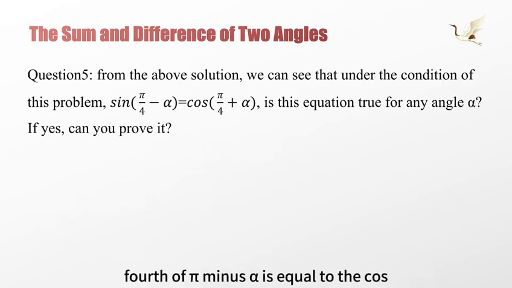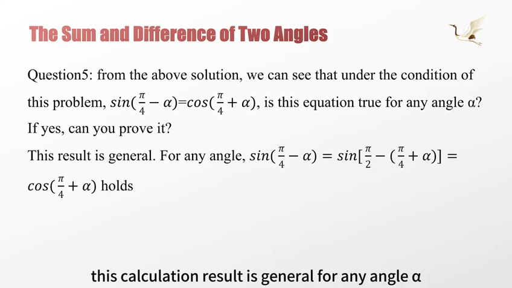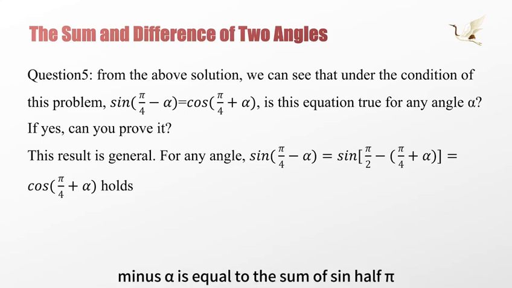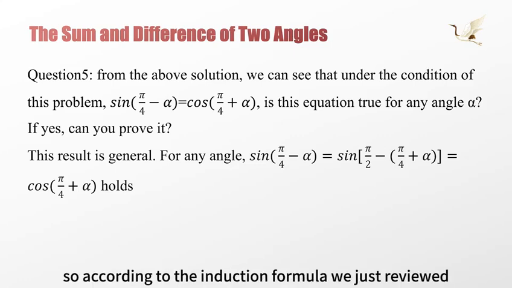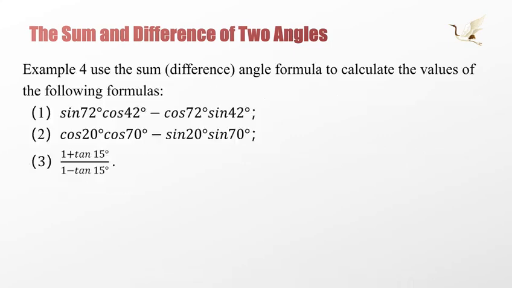From the above process, we can see that under the conditions of this question, sine (1/4 pi minus alpha) is equal to cosine (1/4 pi plus alpha). So, does this equation hold for any angle alpha? If so, can you provide proof? This result is general. For any angle alpha, sine (1/4 pi minus alpha) is equal to sine of (half pi minus (1/4 pi plus alpha)). So according to the induction formula we just reviewed, it is equal to cosine (1/4 pi plus alpha).